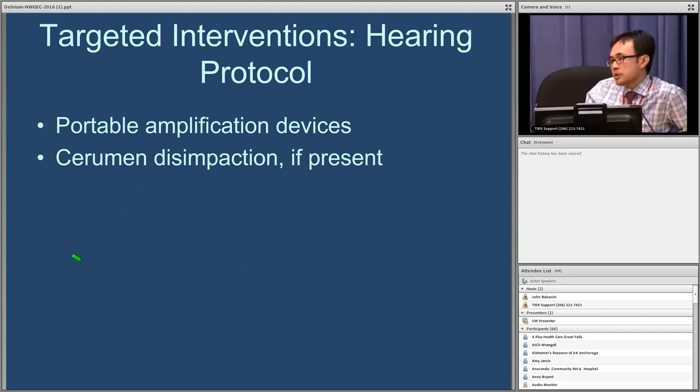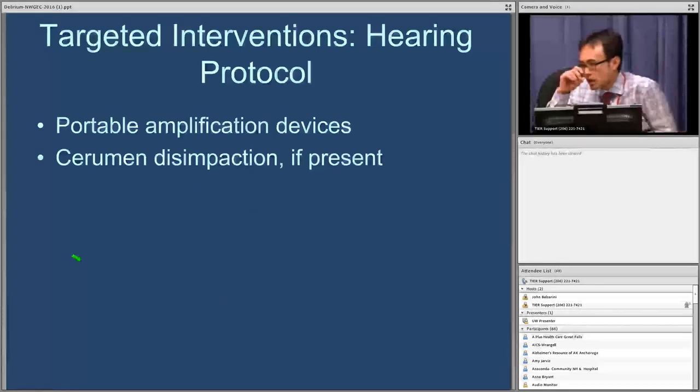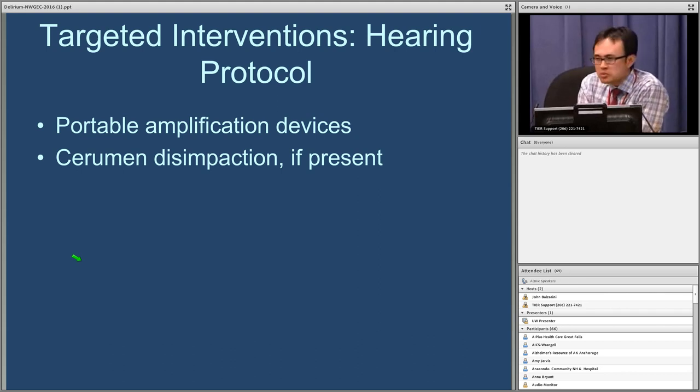And for those people with a hearing impairment, there was a hearing protocol. So if during the interview the healthcare provider, the nurse, or the physician saw that they had hearing impairment, they did a really novel thing. They looked in the ears. Yeah, they looked in the ears with an otoscope. And if there was earwax, they removed it. Yeah, they disimpacted. And how novel was that, right?